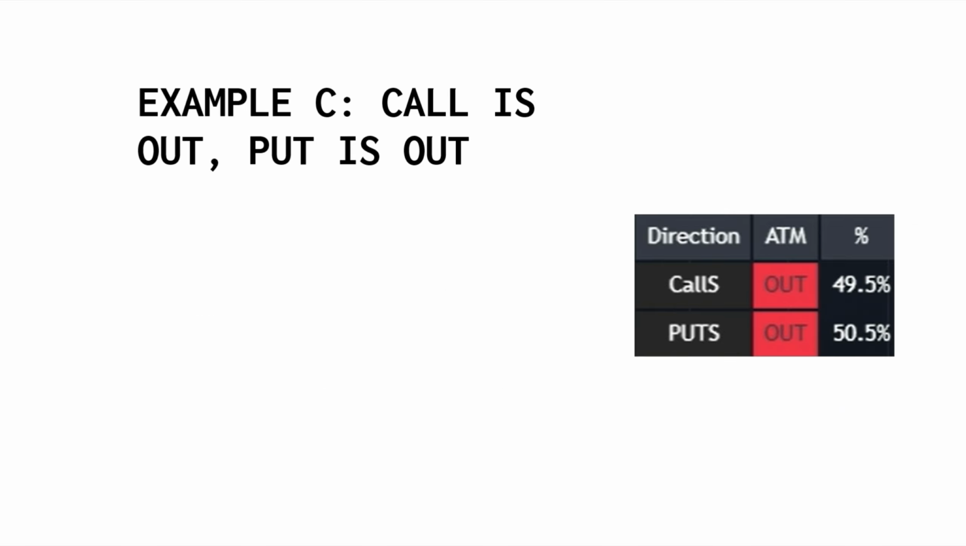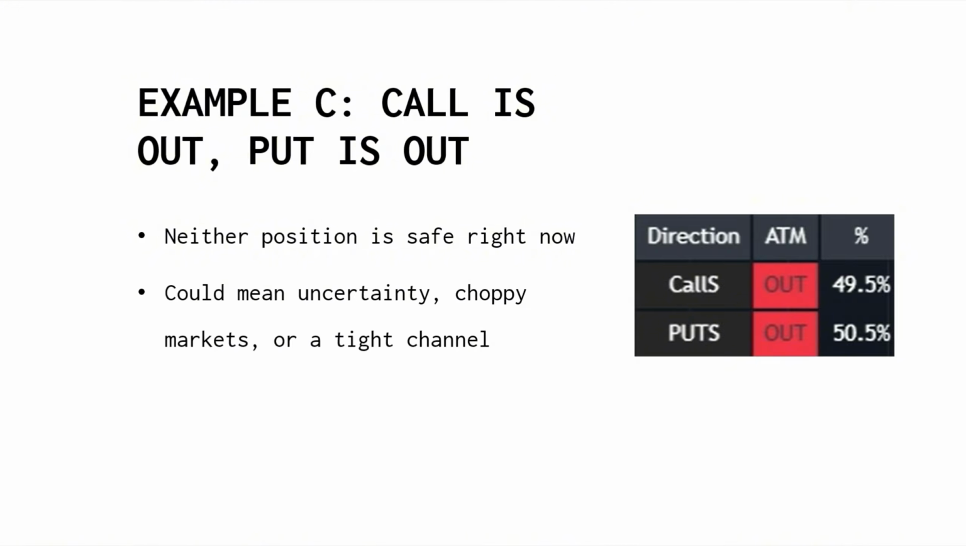In example C, you would see that the calls are out and the puts are out. It means that neither position is safe right now. It could mean uncertainty, choppy markets, or that the price is moving in a tight channel. Be cautious. Getting into either position at this stage is probably a bad idea. All the money traders use the TPI to confirm your safety. Do not use it to make entry and exit decisions. Scalpers, we don't recommend that you pay any attention to this indicator.